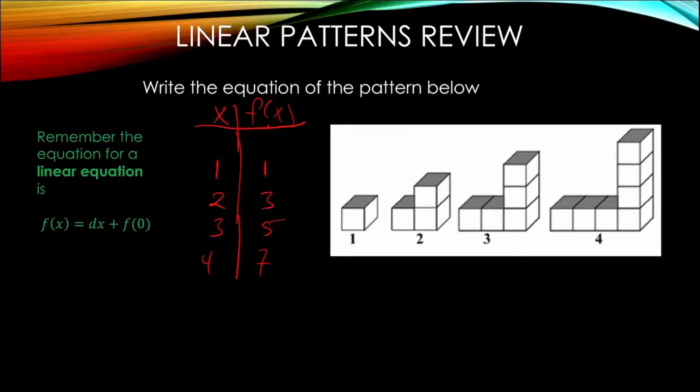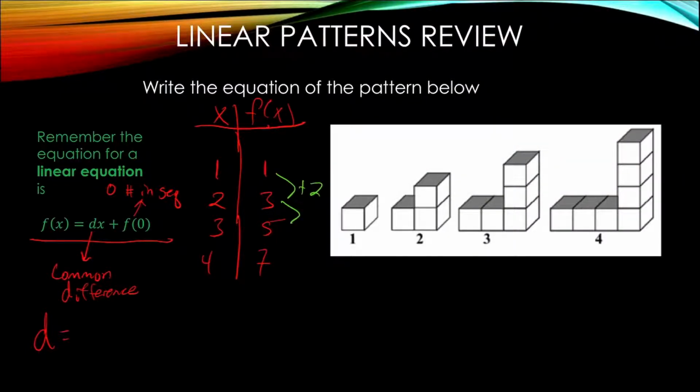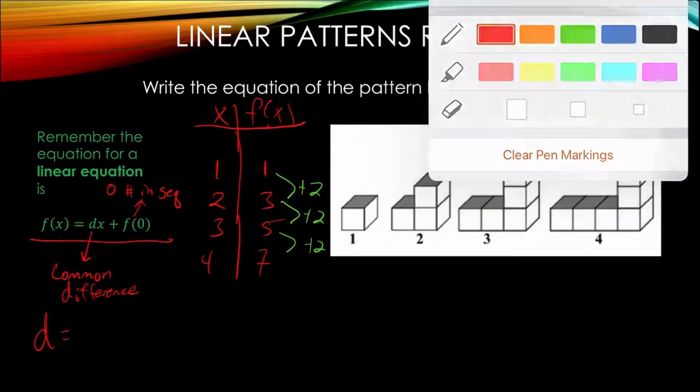So there's a couple of things I need in my equation. I need the D, which is the common difference. I need f at 0, which is the 0 number in the sequence. Okay, so let's see. D is, what am I doing each time? I can see that each time I am adding 2 to the sequence. That's my D value in this.